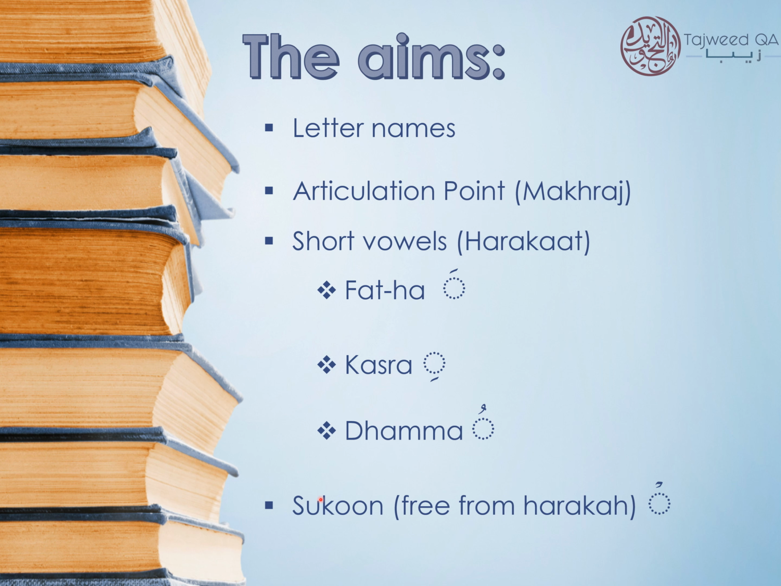And we will also look at the letters when they have a sukoon. A sukoon is a letter which is free from one of the short vowels, so it doesn't have a short vowel. And the symbol that can be seen is like a half circle above the letter.